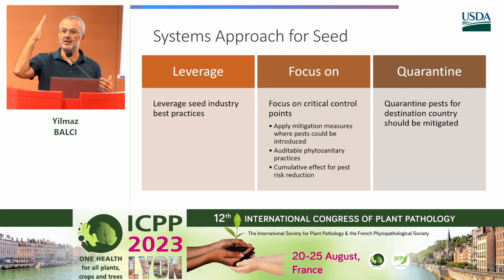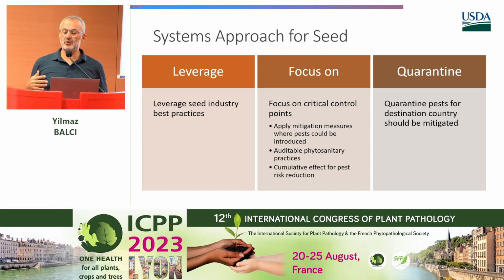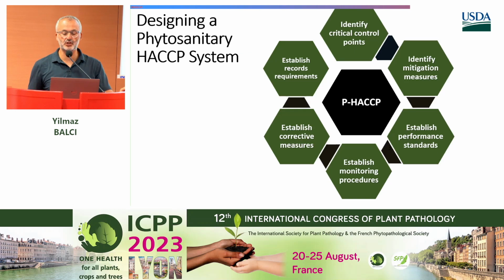So there will be critical points, multiple of them, and in each point you do something independently. If one fails, you have the other one. If that fails, you have something else. You have other prohibitions potentially. So we want to focus on critical control points, and then the last thing is quarantine pests. We want to make sure that the quarantine pests are being addressed in that whole system. So that's how the umbrella pretty much looks.